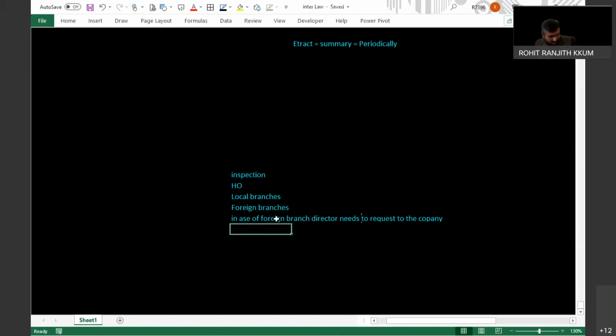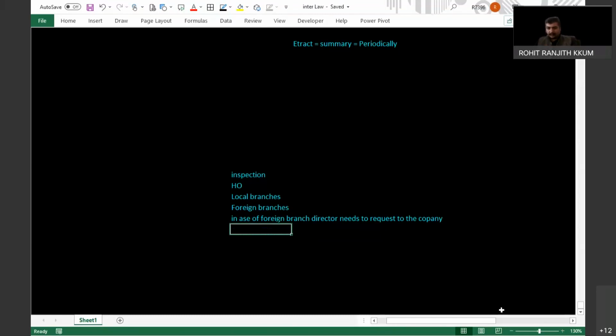The director needs to request the company first of all, and if the company allows by way of passing the board resolution that, fine, we don't mind if you go to a foreign country and inspect the books of accounts, then and only then the director is allowed to inspect the books of accounts, otherwise not. Otherwise not. I hope it is clear.